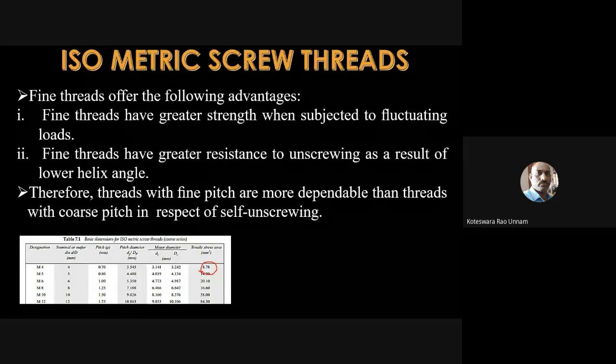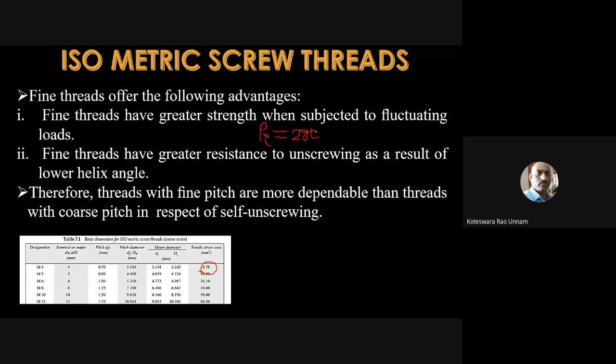Then how can I get the load value? I don't know how much you are tightening. So due to tightening, how do you get the load? There is a relation for the load due to initial tightening, that is 2840 times D, where D is the nominal diameter. Again, this formula is available in the data book. I'll show it to you. So once you know the load, then you can calculate the stress value.